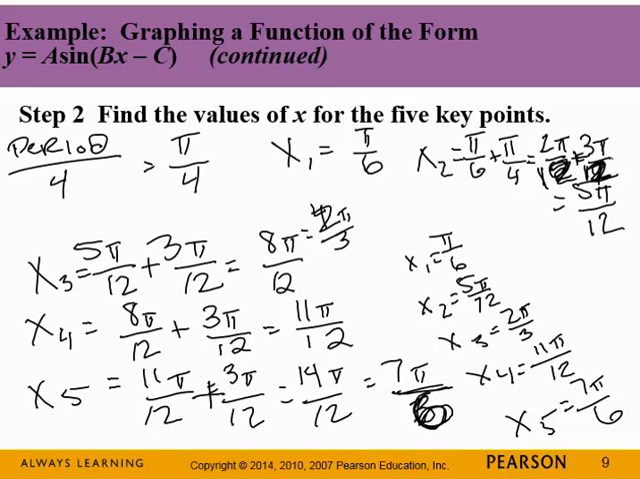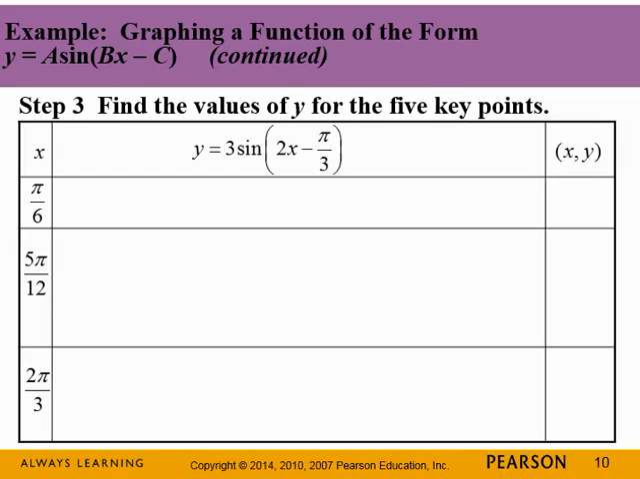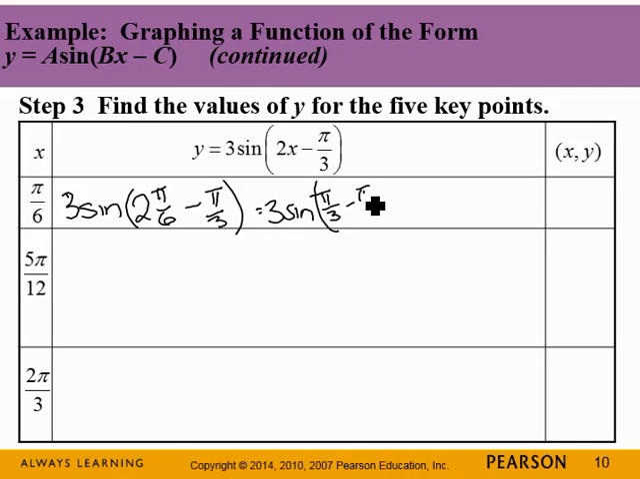Now we go on to the next part, where you plug each of those in to solve. So you will need your table of what your sine values are. So we are going to have 3 sine of 2 times pi over 6 minus pi over 3. So 3 sine of pi over 3 minus pi over 3. That just equals 0.